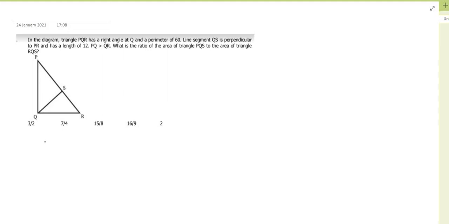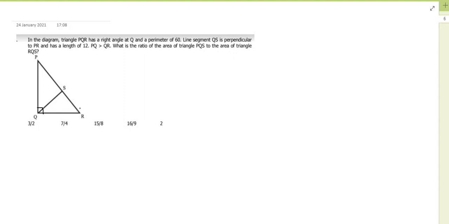So as you can see in the diagram, there is a triangle PQR, and it is right angled at Q. Let me mark this. This is right angled at Q. Also, it has a perimeter of 60.